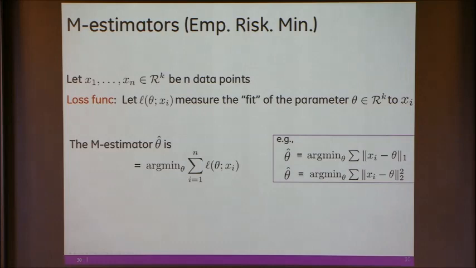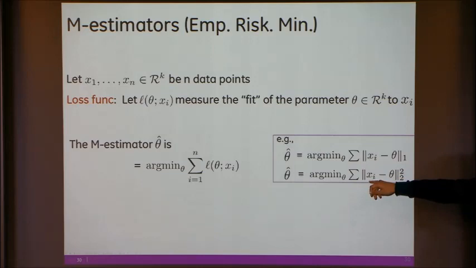So just a definition slide, to set the notation. Let's say we have n data points, x1 to xn, and we want to fit a parameter theta to these data points. The way we see how good theta is at representing xi is using a loss function, which defines how good a fit theta is to xi. Concretely, think of solving some L2 squared problem: you have n points, and I want to find a theta which is going to minimize this L2 squared distance. That's an ERM.